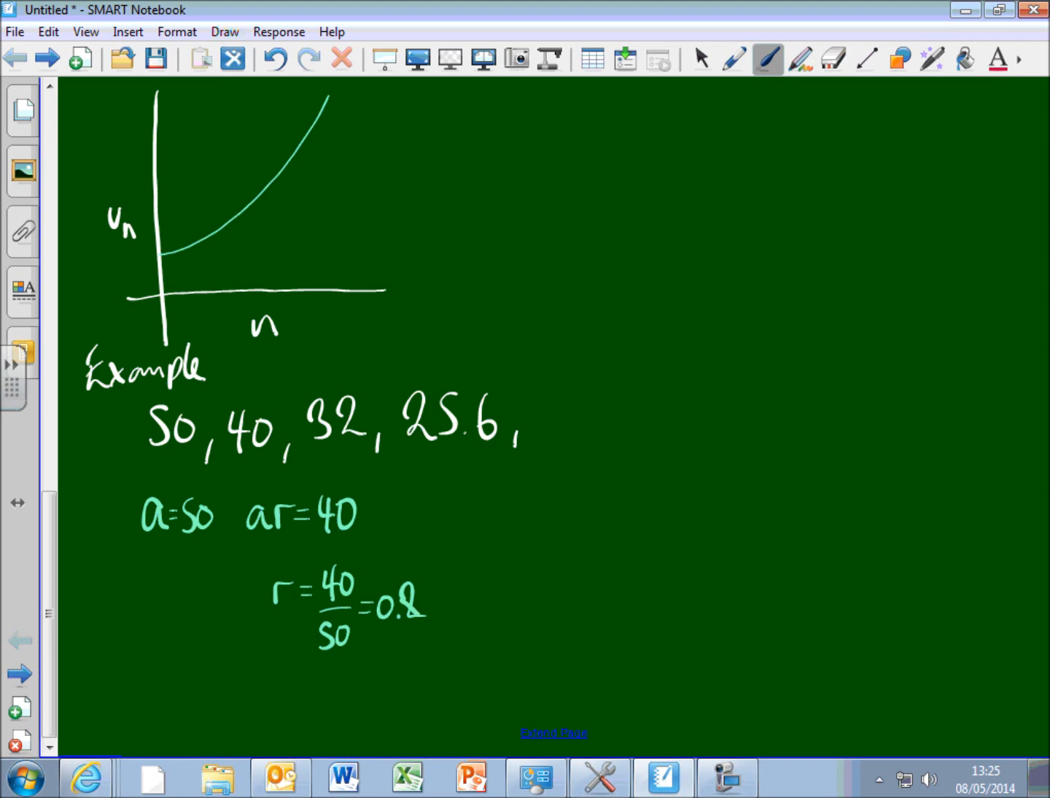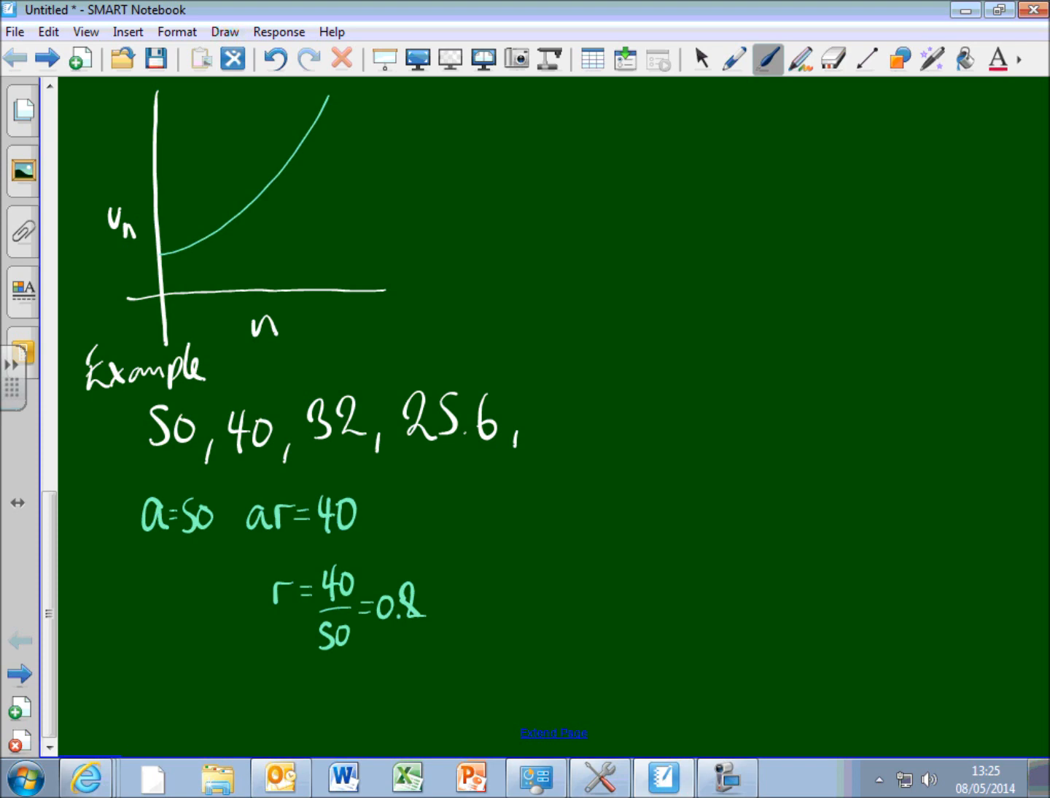You're absolutely right, 0.8. What happens if you do 32 divided by 40? You get the same ratio, because it goes up by the same each time, you see. 25.6 divided by 32 is going to give you 0.8. So this one's getting multiplied by 0.8 each time.